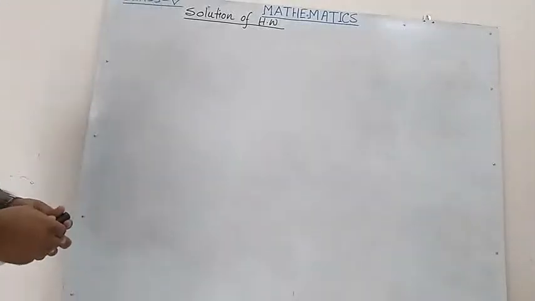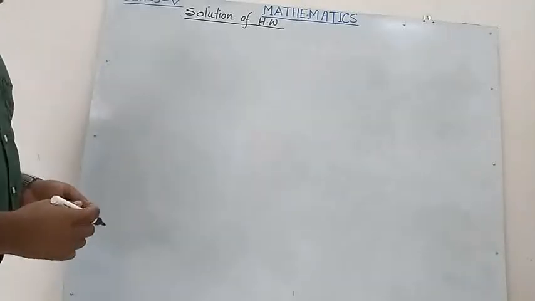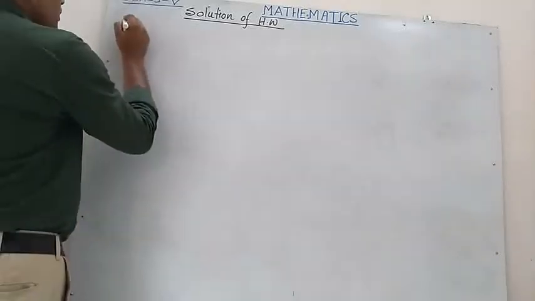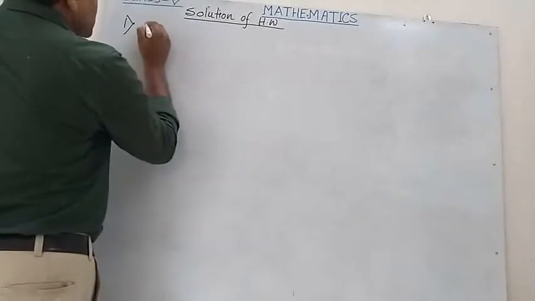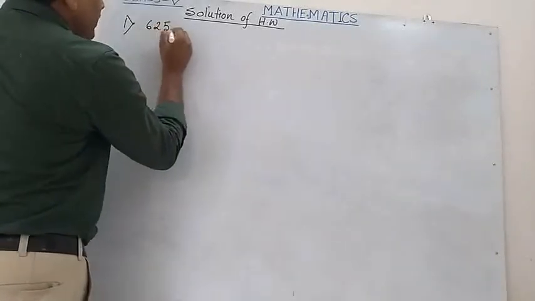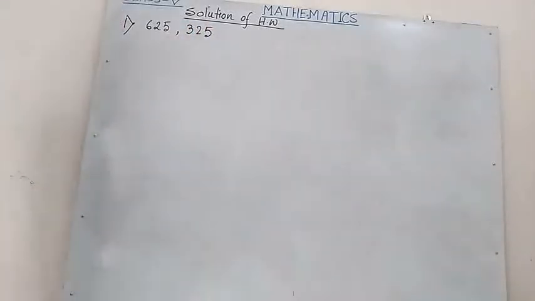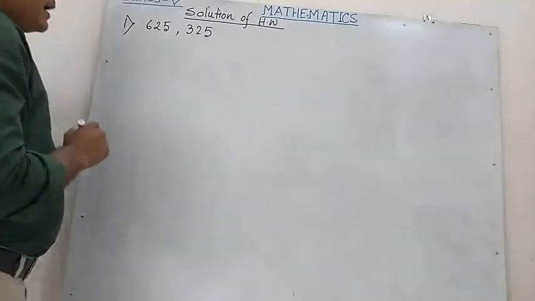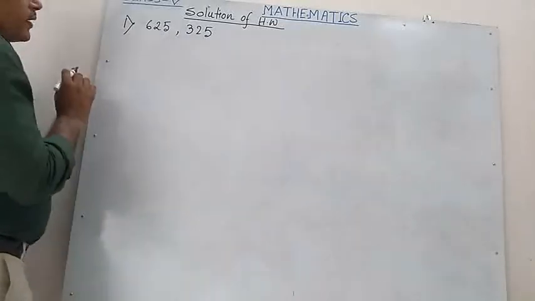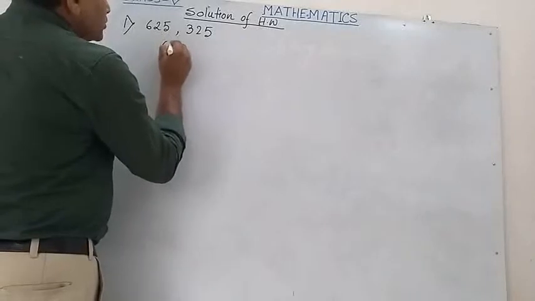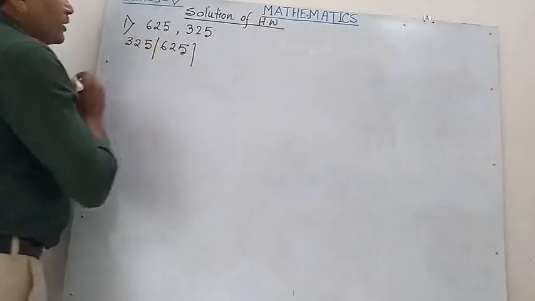Number 1, find the HCF and LCM of 625 and 325. So the solution of number 1: we have two numbers, 625 and 325. At first we have to find out the HCF, and the LCM also. By the division method we can find out the HCF. So 625 is divided by 325.